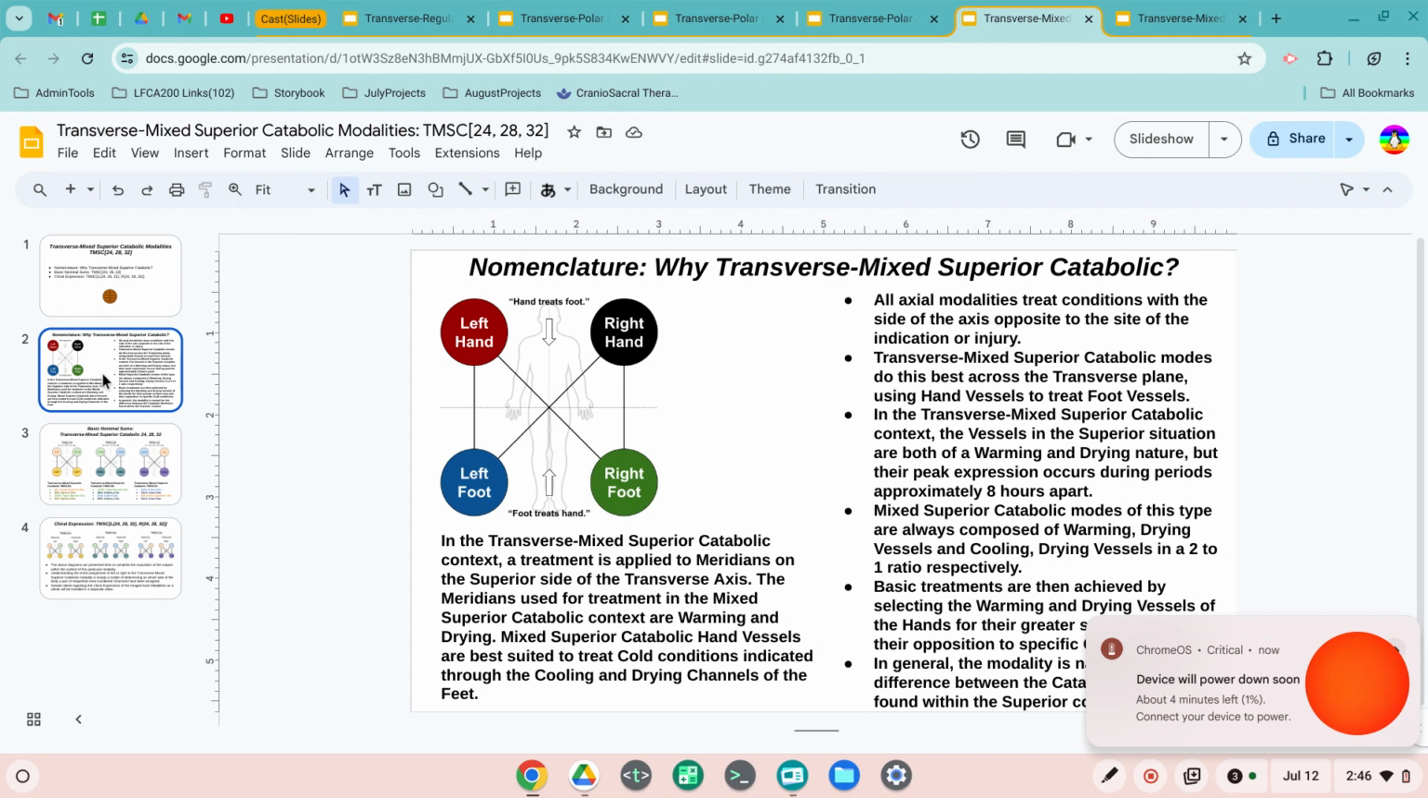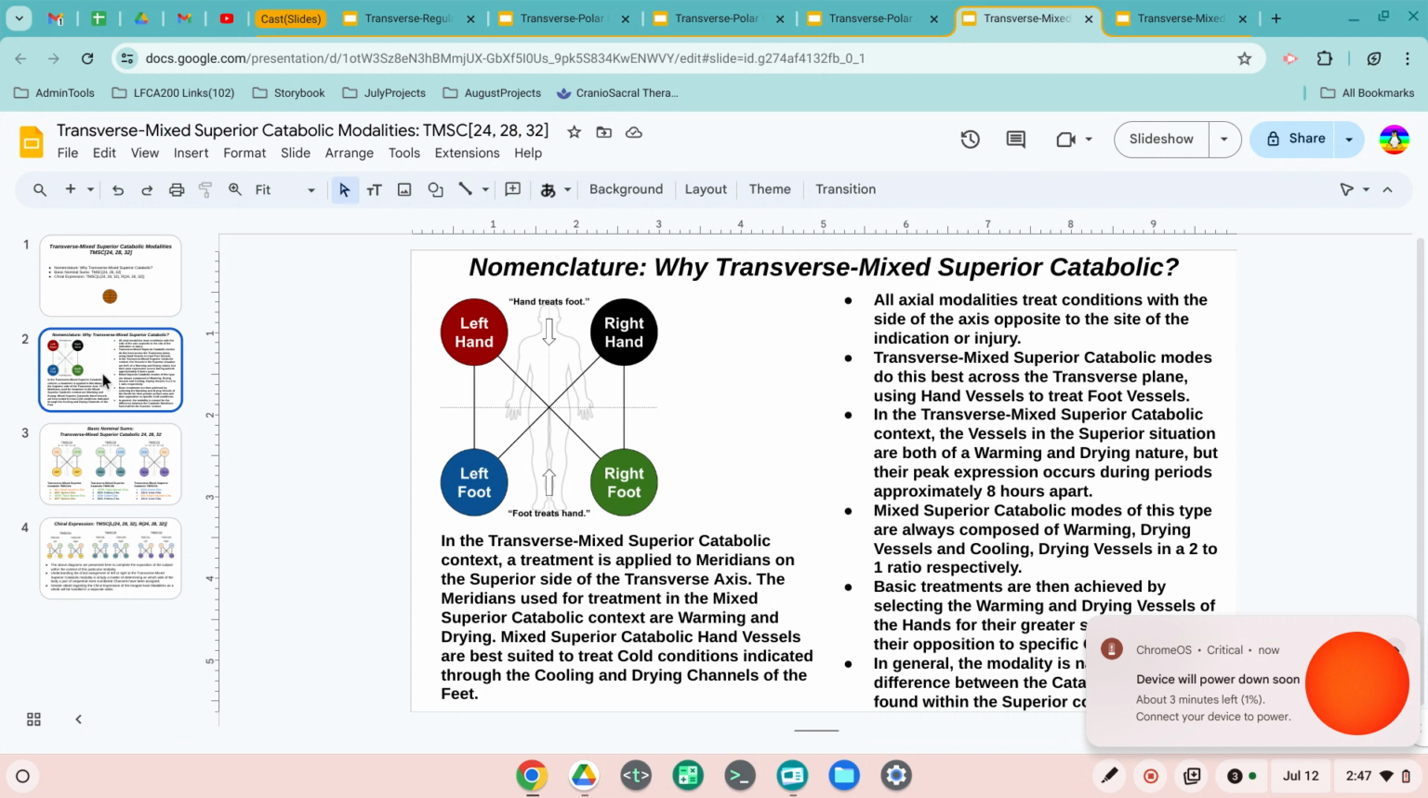The caption for the diagram found on the lower left-hand side reads as follows. In the transverse mixed superior catabolic context, a treatment is applied to meridians on the superior side of the transverse axis. The meridians used for treatment are the hands warming and drying vessels. Mixed superior hand vessels are best suited to treat cold conditions indicated through the cooling and drying channels of the feet.